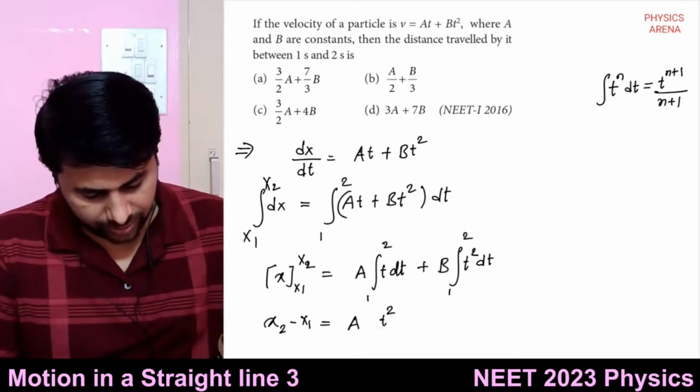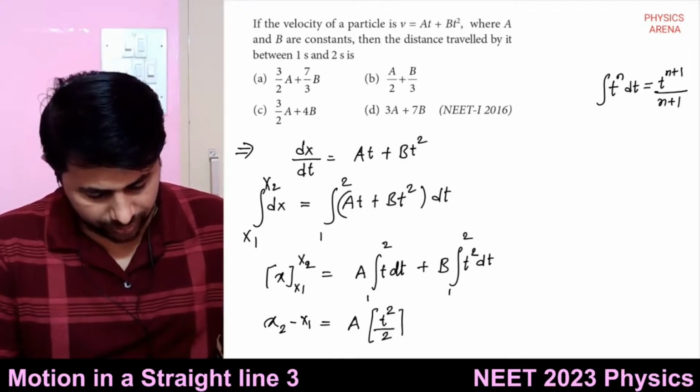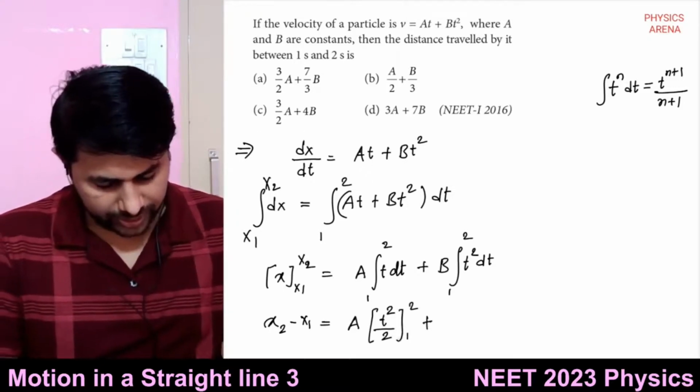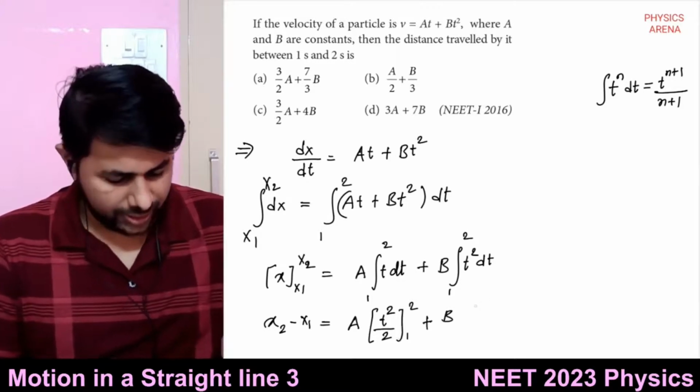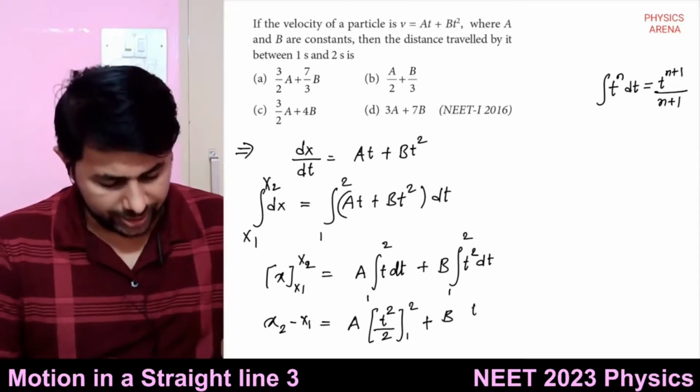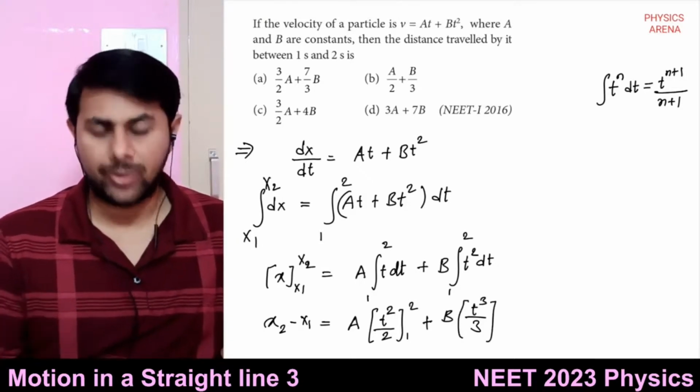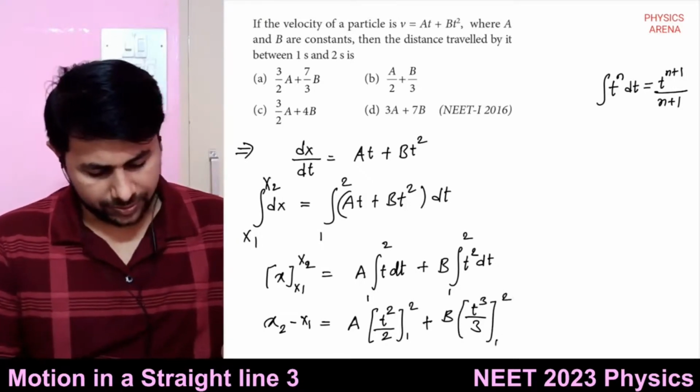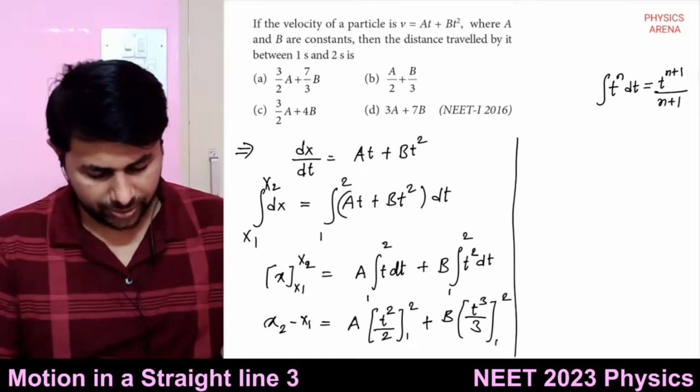So t raised to 2 divided by 2 from 1 to 2, plus here you have t raised to 2, its integral will be t raised to 3 divided by 3, t raised to 2 plus 1 upon 2 plus 1, from 1 to 2. And now you have to substitute the limits.